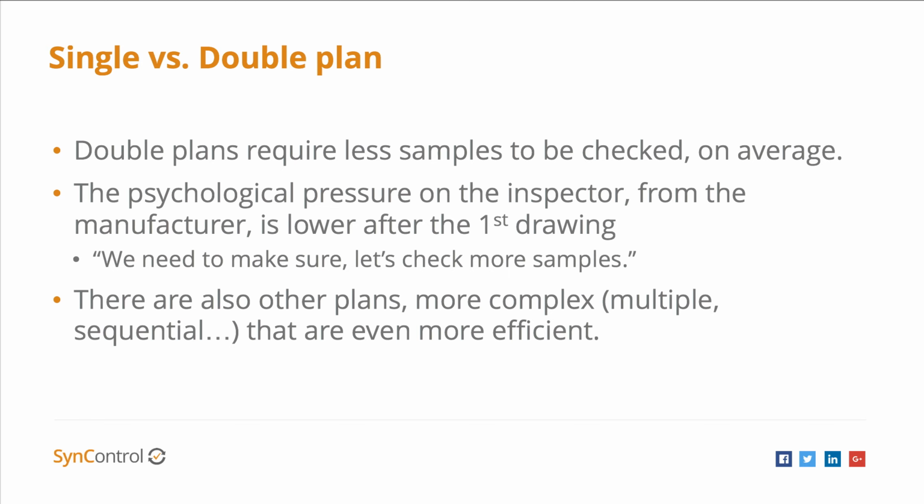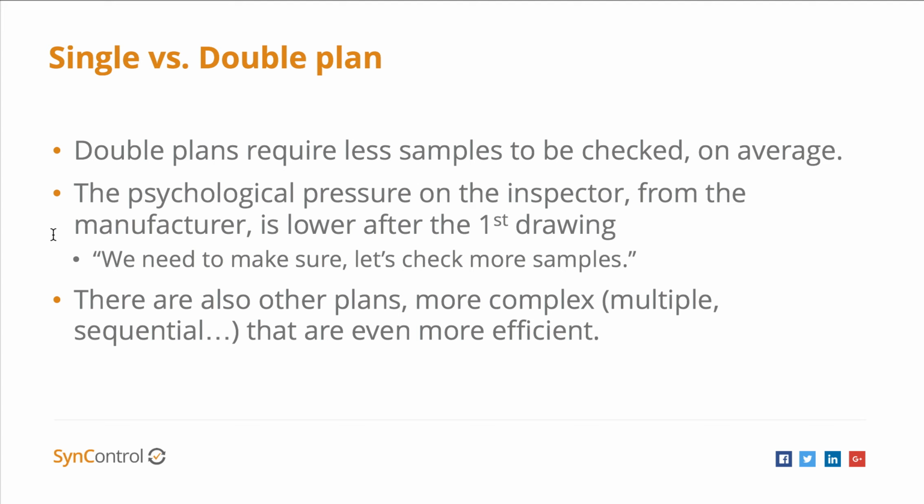Okay, I talked before about the double plan. I showed you how to use the AQL table for the simple plan, and then I showed you again about the double plan. Now, what is the advantage of using a double plan rather than a simple plan? Double plans on average require you to check fewer samples, okay? And it's pretty easy for an inspector to say, well, I found 9 samples, but between 7 and 11, I have to go deeper. So let me keep working on it.